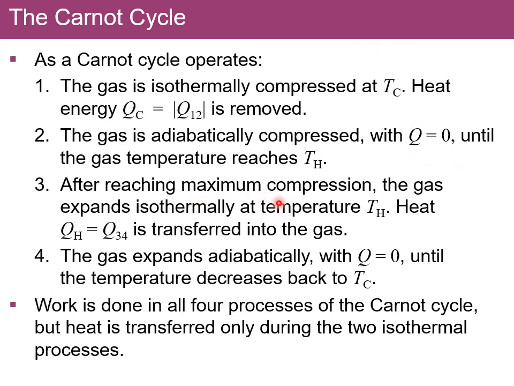After reaching maximum compression, the gas expands isothermally at temperature T hot. Heat Q hot equals Q34 is transferred into the gas. The gas expands adiabatically with Q equals 0 until the temperature decreases back to T cold. Work is done in all four processes of the Carnot cycle, but heat is transferred only during the two isothermal processes.